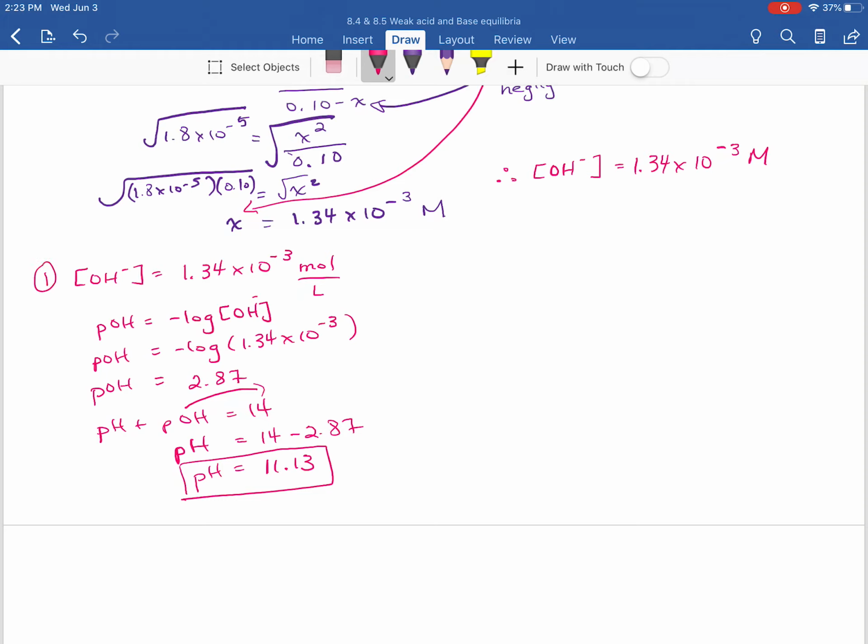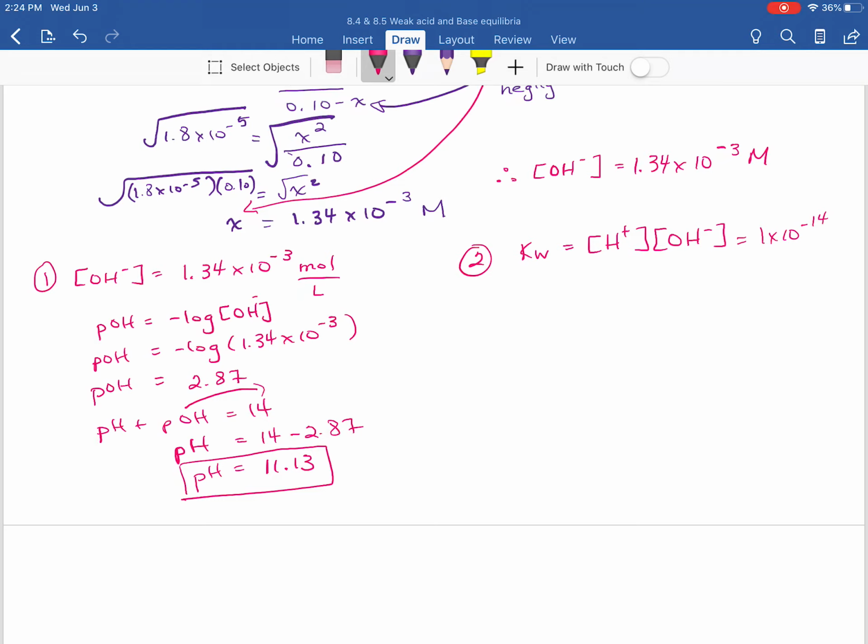We also have another way to solve it, remembering that Kw equals, and you would have learned this yesterday when we were talking about the amphoteric nature of water, Kw equals the concentration of hydrogen ion multiplied by the concentration of hydroxide ion, which is also equal to 1 times 10 to the negative 14. We already know what the concentration of hydroxide is, so we can use this equation.